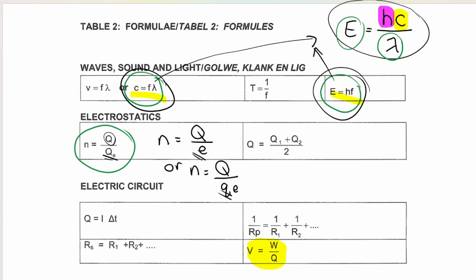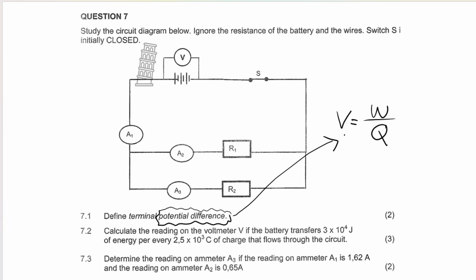What I just showed you is basically this formula over here. So voltage, or potential difference of a battery, V, is equal to the work done, or the energy transferred, divided by unit charge. Unit charge is Q. So what they're asking us to calculate is the reading on the voltmeter V, which means they're asking us to calculate voltage or potential difference. They're giving me energy or work, 3 times 10 to the 4 joules. And remember, work and energy are the same thing. So work or energy is 3 times 10 to the power 4 joules.